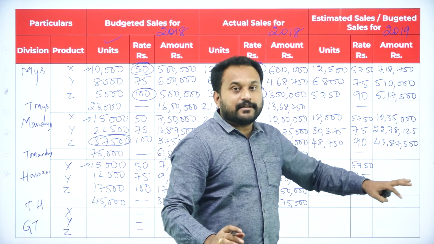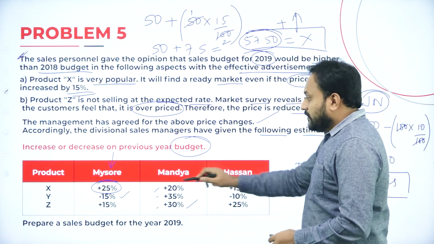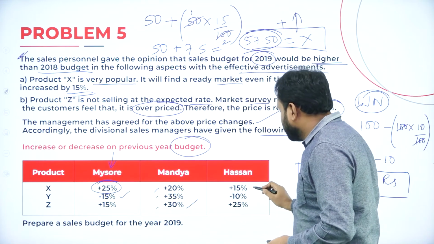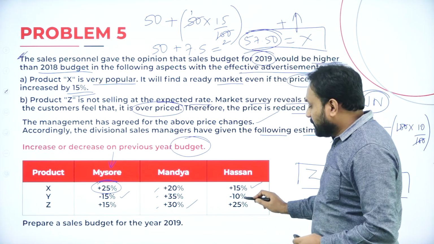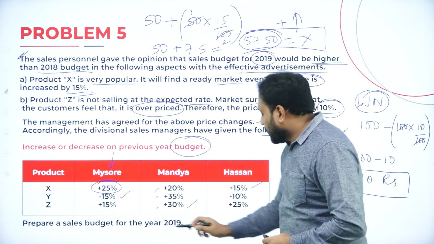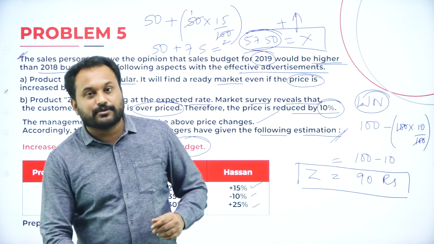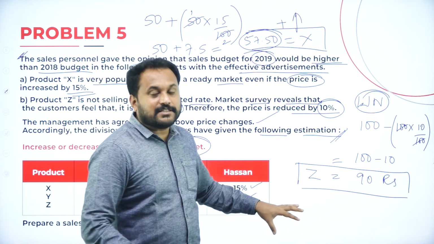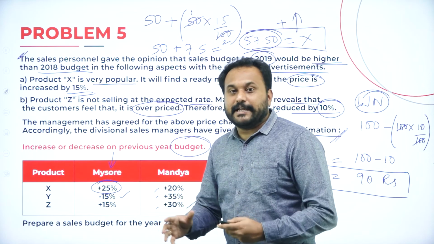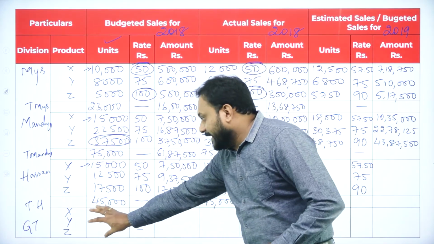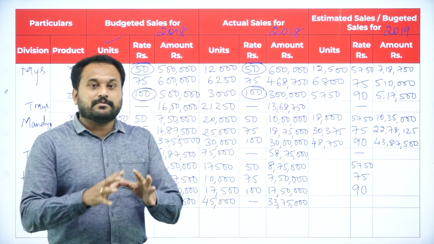The next one that we are supposed to do is Hasan. Now Hasan, they said that X product will be increased by 15%. So you need to increase it. Y product decrease it by 10%, and Z product increase by 25%. This will be your homework, which you are supposed to write and show me the answer of Hasan. For X, Y, Z, you are supposed to multiply, add it, and then write the grand total of X, Y, Z. So these are the toughest problems of sales budget.